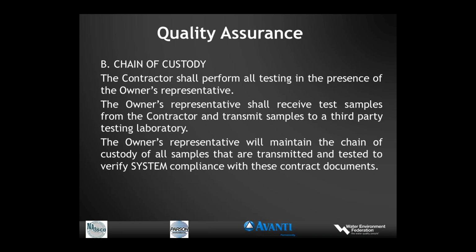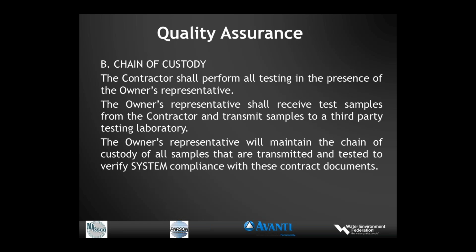So the owner's representative can at that point receive test samples from the contractor, and the test samples are usually appropriate where a product is being installed for structural rebuilding of the manhole, such as cements would be a typical example, where it's important to test actually a sample of the materials and get a test result to make sure it meets specifications. But in all cases, the owner's representative needs to maintain the chain of custody of all the samples that are transmitted and tested to verify the system's compliance.